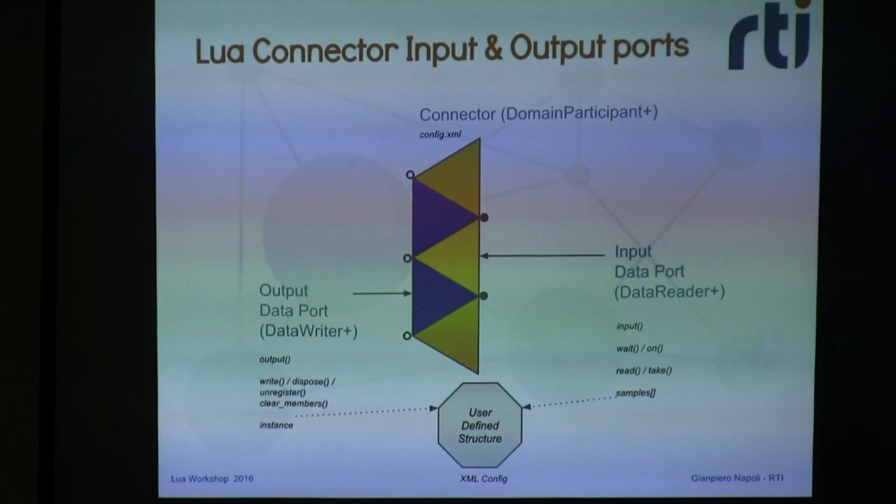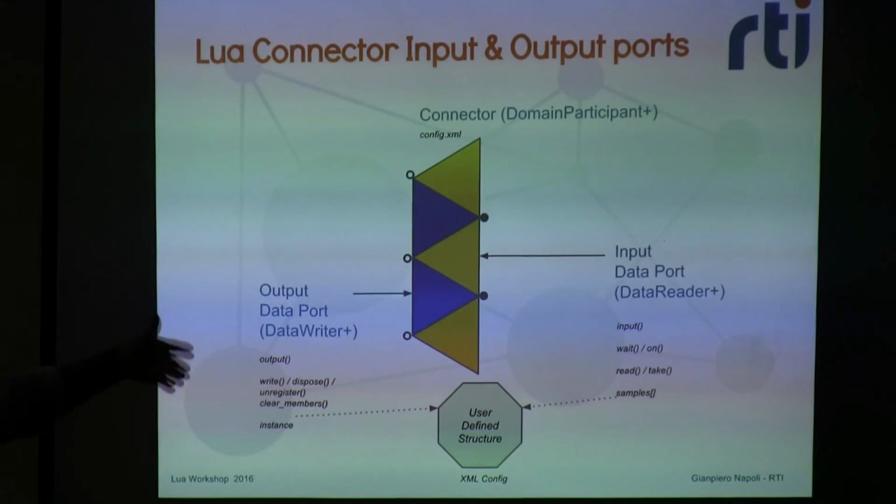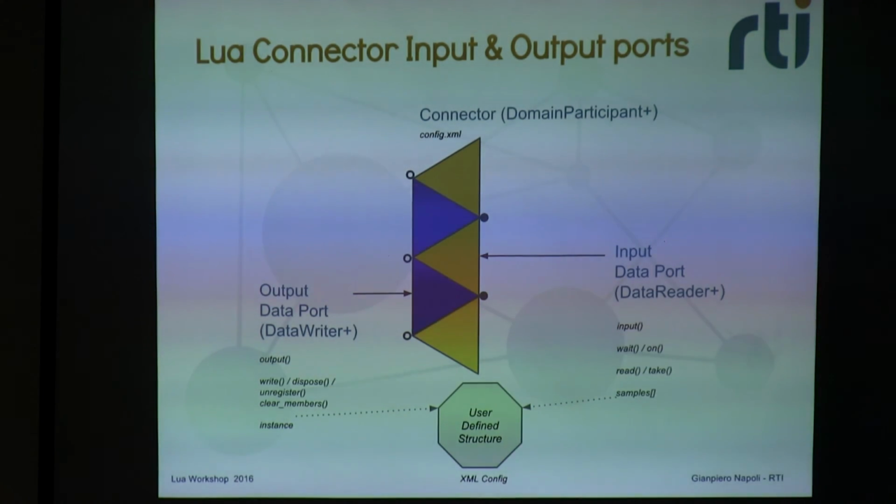So we simplified the hundreds of APIs that we have with DDS with three simple concepts. One is the connector itself. The domain participant, we saw it before, so the connector is a wrapper around the domain participant. I call it a domain participant plus because there's other stuff in it. Then there is an output data port and an input data port. And the operations that you can do on those ports are just, for example, on the output you can write, dispose, and register. These are concepts that if you're familiar with DDS you will get.